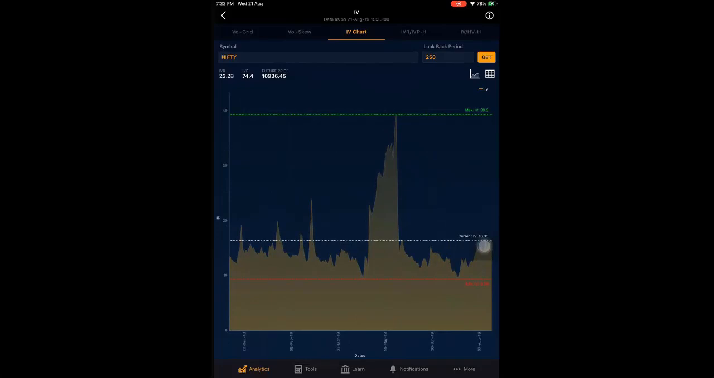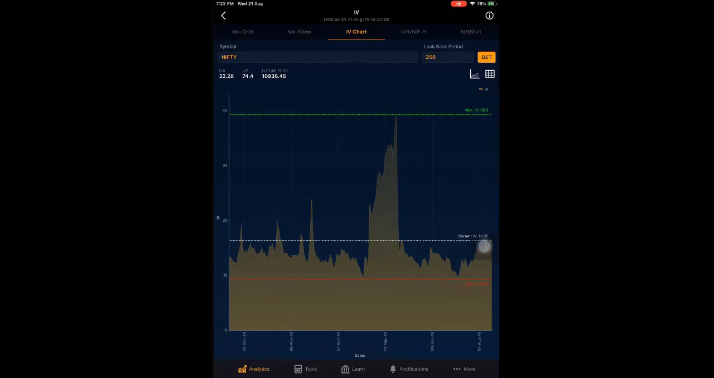Second, it will tell you the IVR and IVP for your look back period on the same page. So IVP for the last 250 days is 74. That means 74% of the time in the last 1 year, the IV was lower than the current IV of 16%. IVR is 23%. That means the current IV of 16.35% is this far from the max. So it is telling you the range. It is at 23%. If it goes to say 39%, it will become 100.